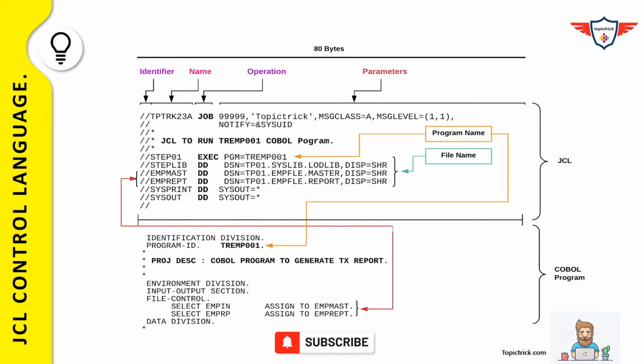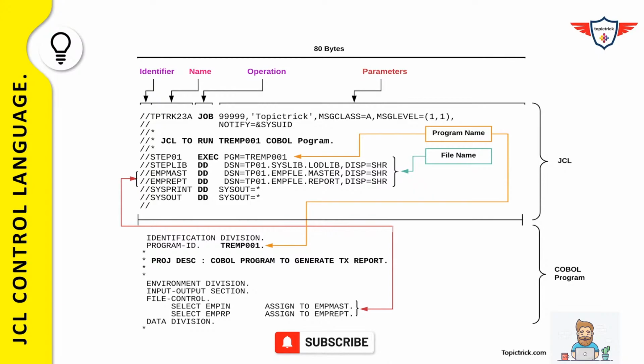After that you have a DD statement that is EMPMAST, that is employee master file, and EMPREPT, that is employee report. So these are the two files. One is an input, the other one is an output file, and these two files are used as is in the COBOL program. So if you see the file control section of the COBOL program, which is mentioned in the bottom section, you'll have the first file that is EMP-IN. So this is actually a file name which is mapped to EMPMAST of the JCL, right? And after that you have SYSPRINT and SYSOUT. These are the two DD statements which are used to specify where you want to print your job related messages.